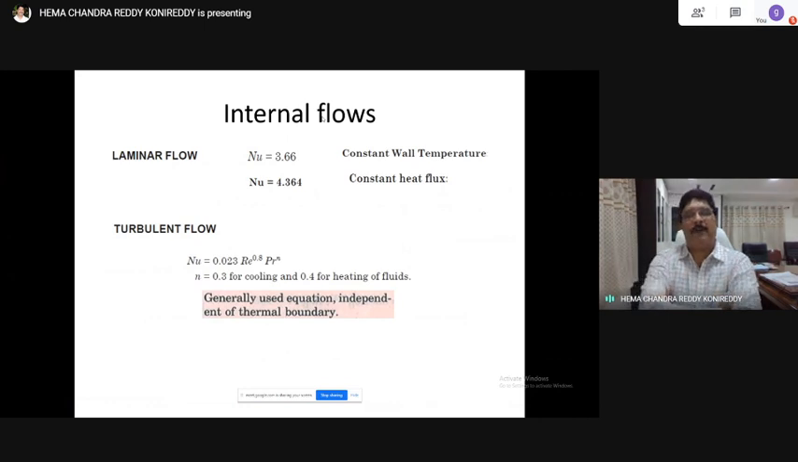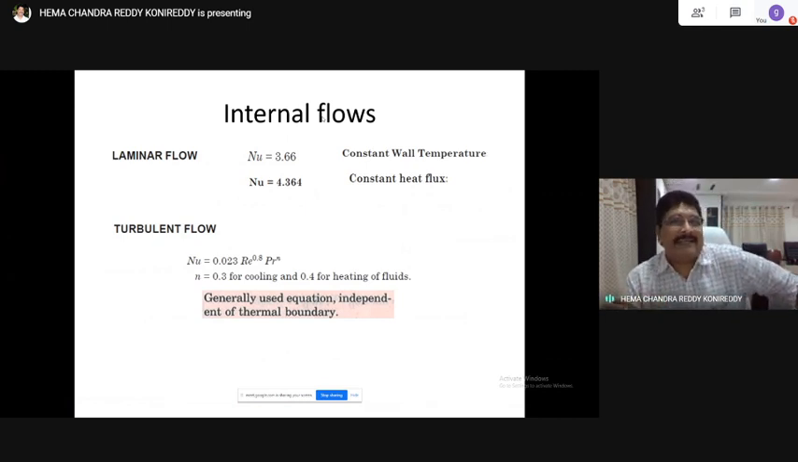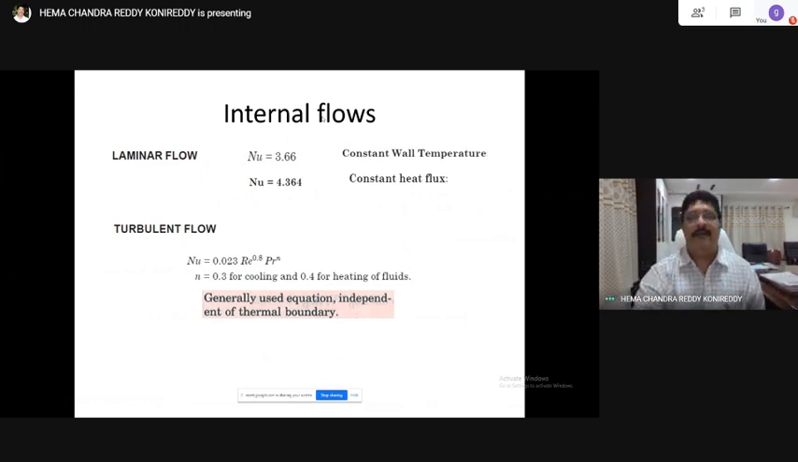So this is a very popular equation. Nusselt's number is equal to 0.023 Re power 0.8 Prandtl number power 1 by 3. And this is called Dittus-Boelter's equation. The power of Prandtl number, n, will be 0.3 for cooling and 0.4 for heating. Okay.